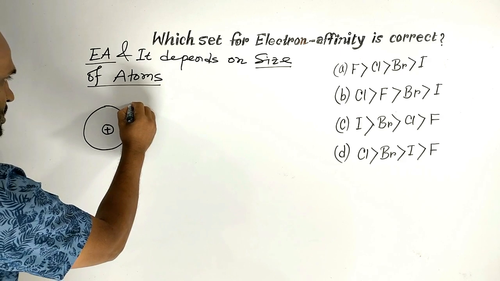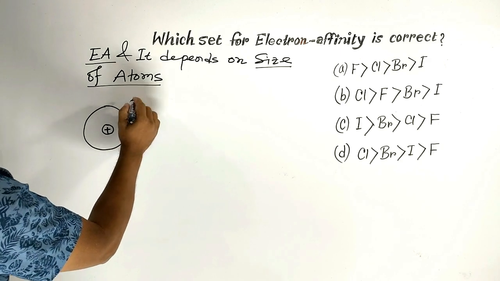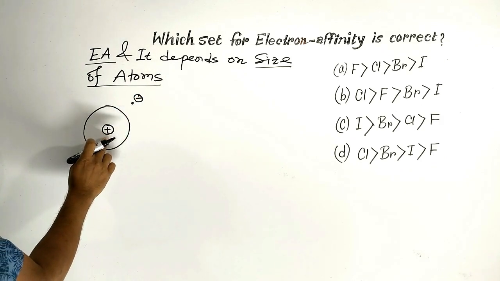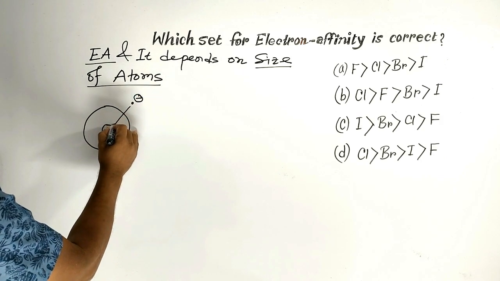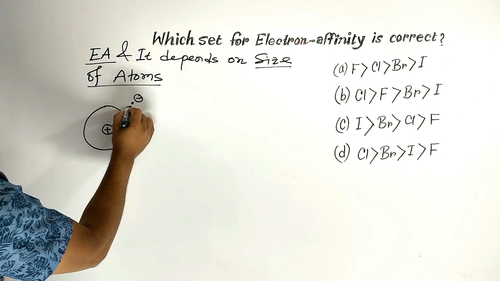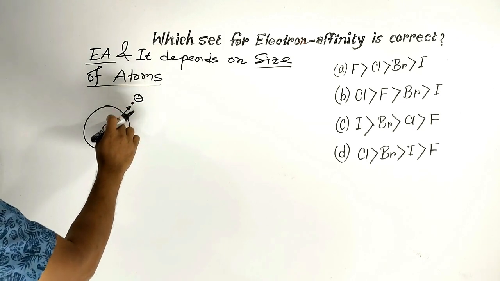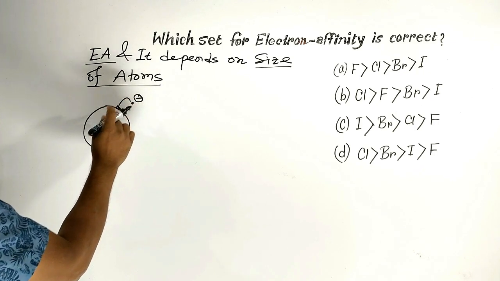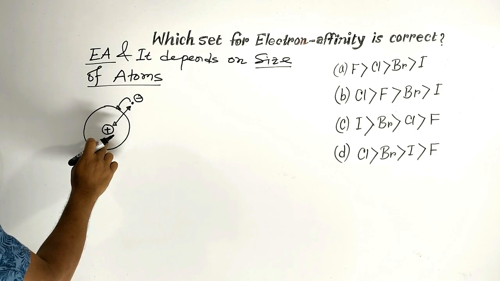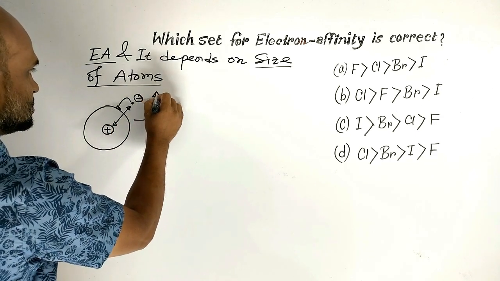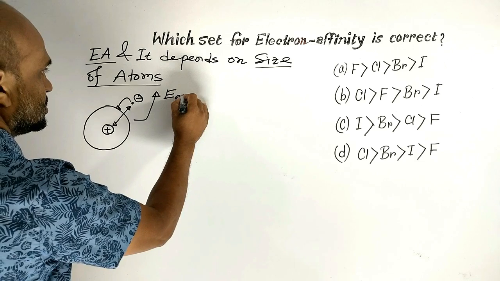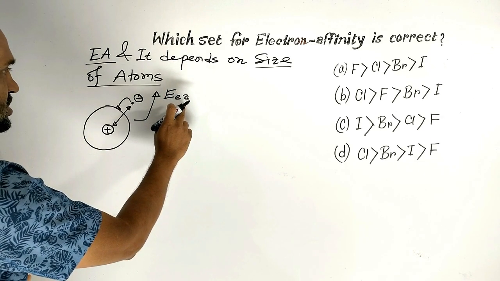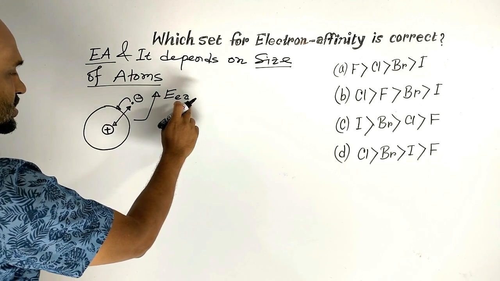Here there is an electron. Electron is negative in charge, nucleus is positive in charge. So there is attraction between these two species. Due to this attraction, when this electron falls on the valence shell of this atom, it releases some amount of energy, which is called electron affinity, abbreviated by EEA.